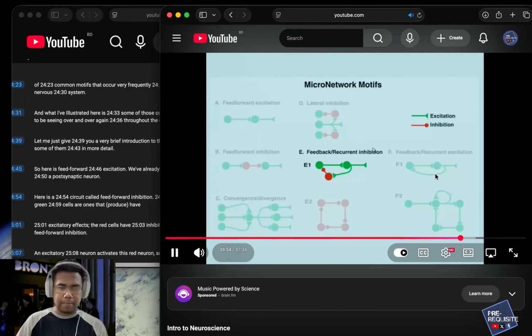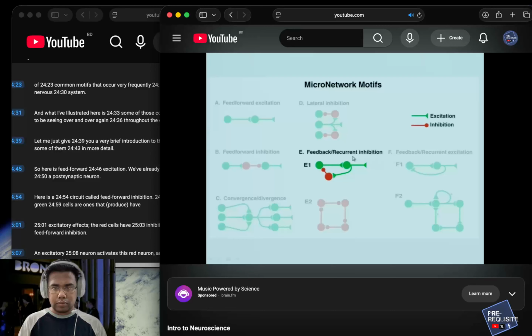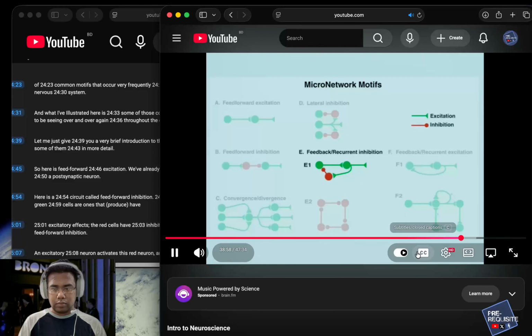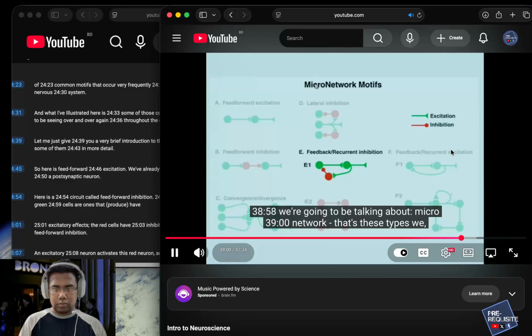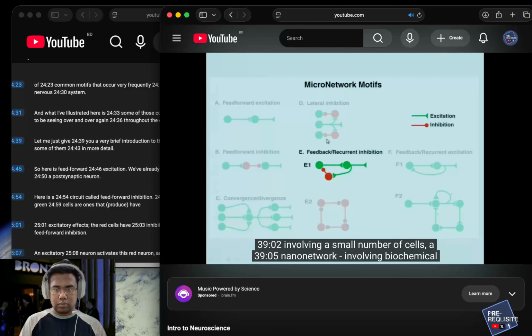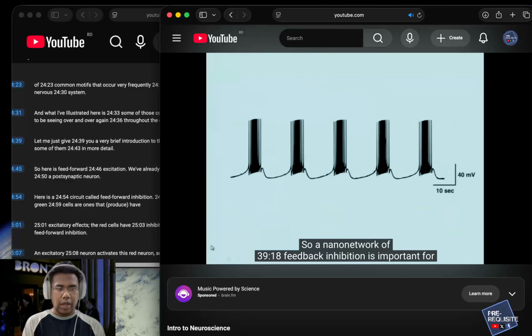I want to talk about it in terms of a so-called nano network. There are three levels of networks that we're going to be talking about. A micro network, which involves a small number of cells. A nano network, involving biochemical reactions in networks. And finally, macro networks that involve large collections of micro networks. So a nano network of feedback inhibition is important for producing a phenomenon as shown here.